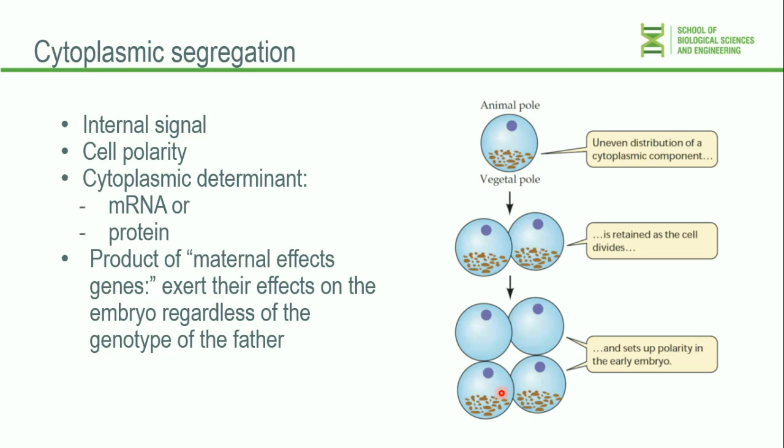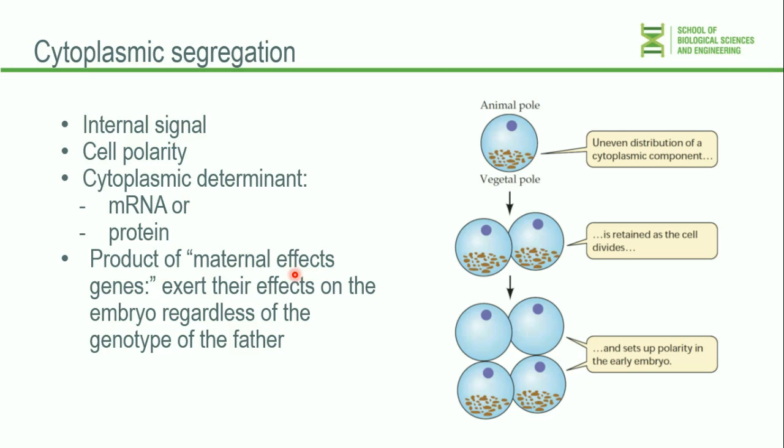Now, these cytoplasmic determinants, which again may be mRNA or protein, are the product of maternal effects genes. That is, these genes are expressed in the egg cell that is produced by the mother, and only by the egg cell. So these cytoplasmic determinants come from our mother.